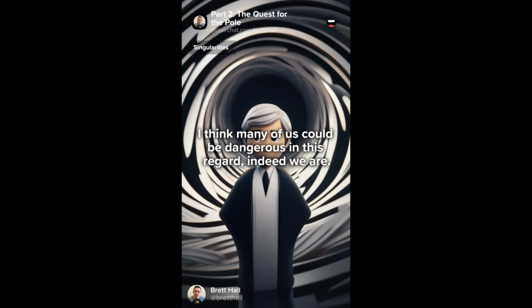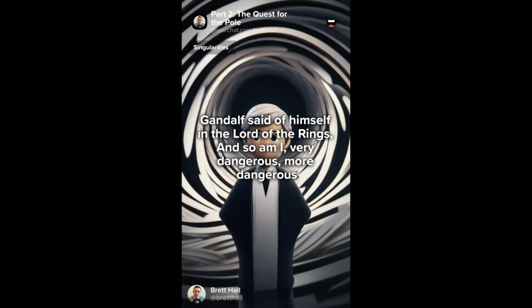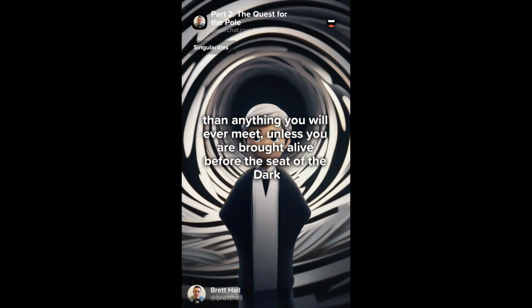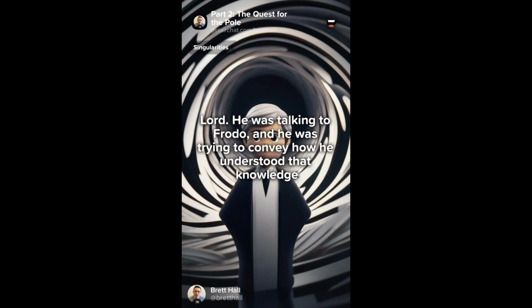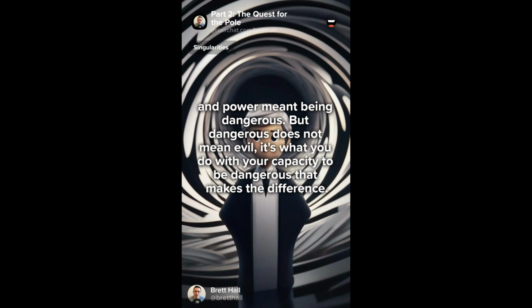Indeed, we are. Gandalf said of himself in The Lord of the Rings, "And so am I, very dangerous, more dangerous than anything you will ever meet, unless you are brought alive before the seat of the Dark Lord." End quote. He was talking to Frodo, and he was trying to convey how he understood that knowledge and power meant being dangerous.